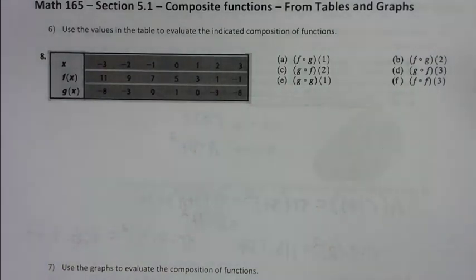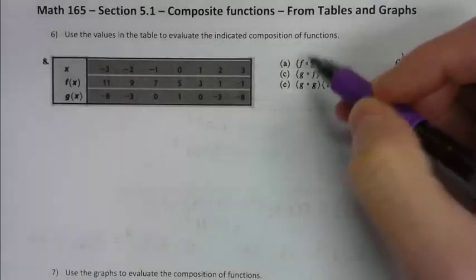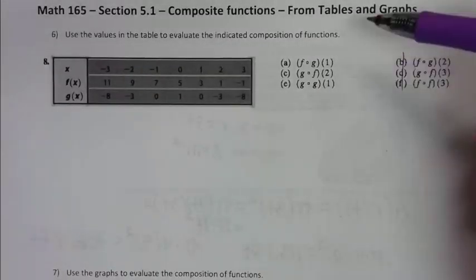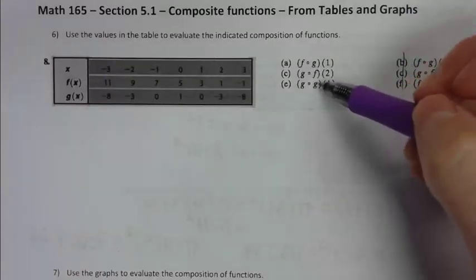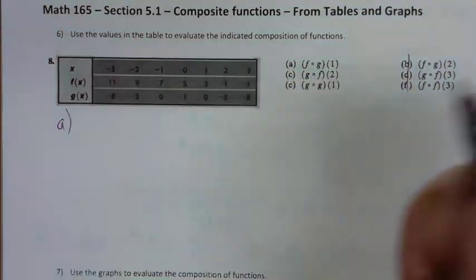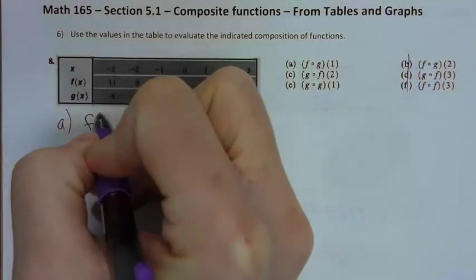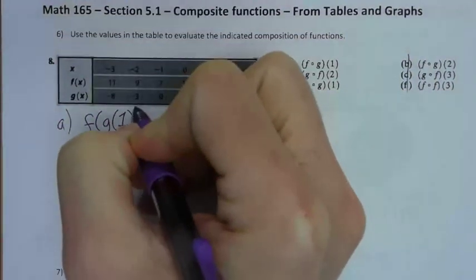So we'll just skip the last thing. We'll just do the first with the ones on the left here. So we're going to do f of g of 1, g of f of 2, g of g of 1. So part A, f of g of 1 is basically doing f of g of 1.